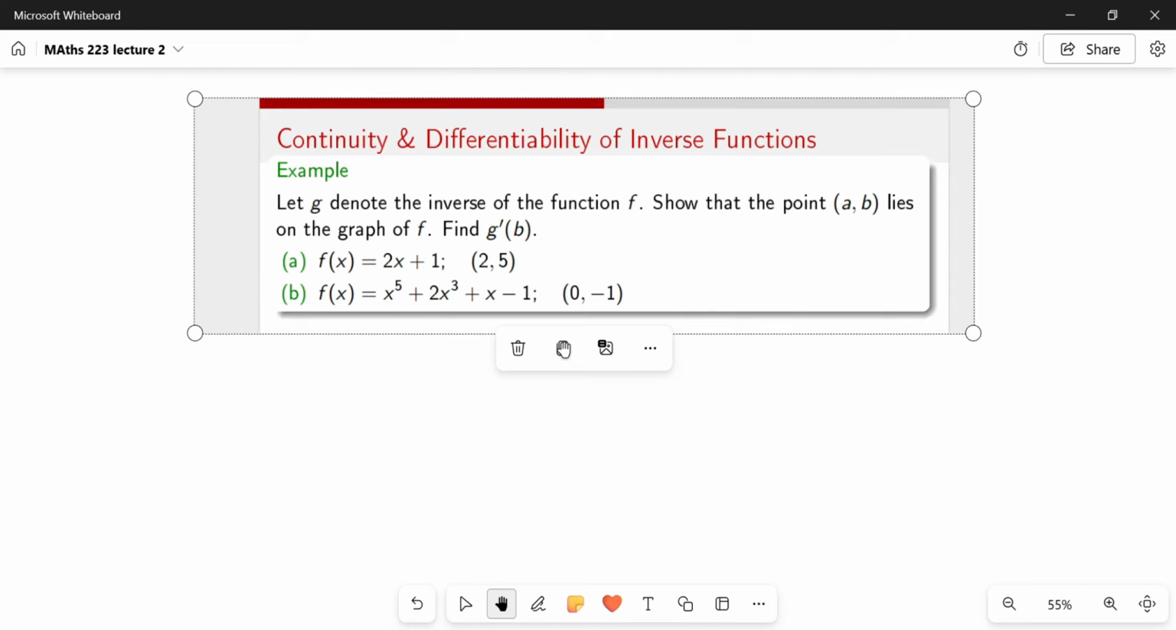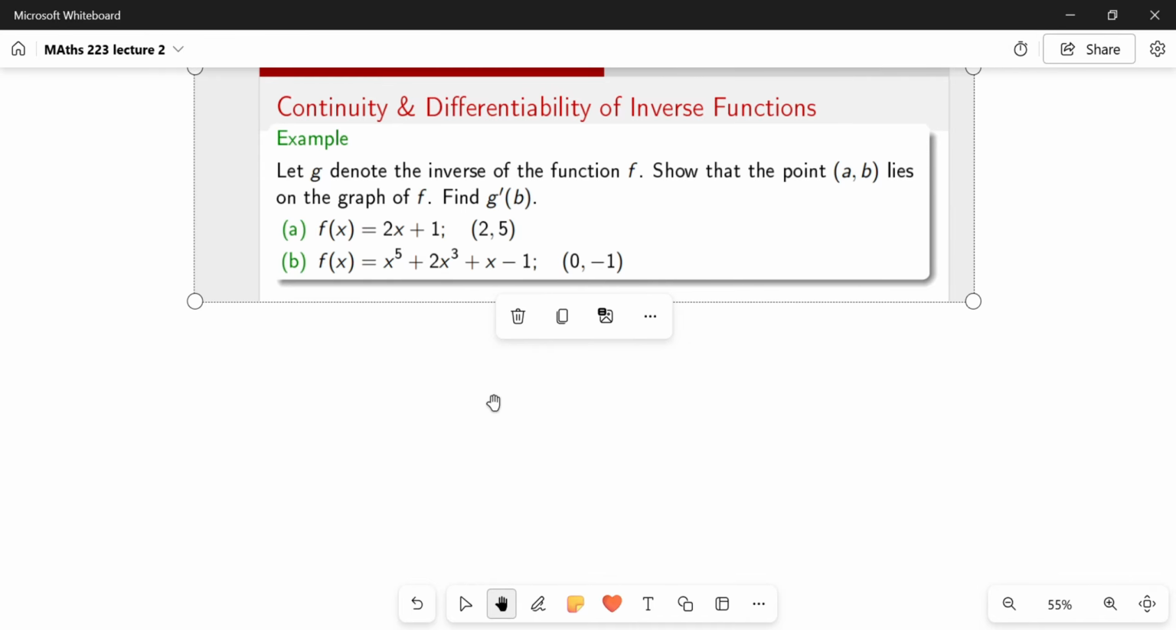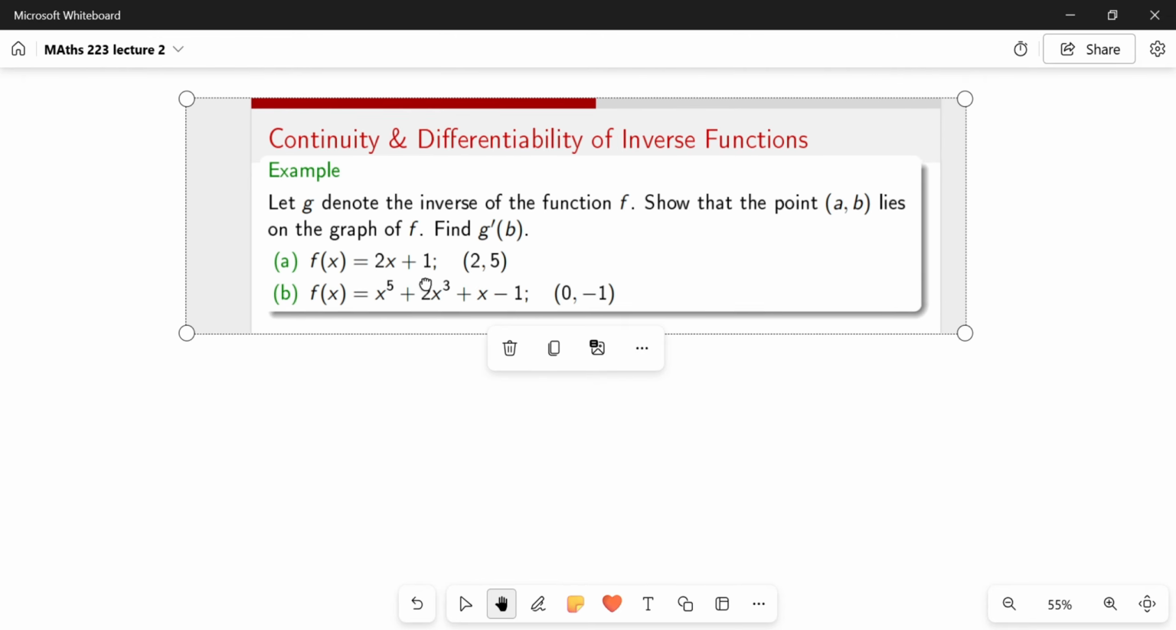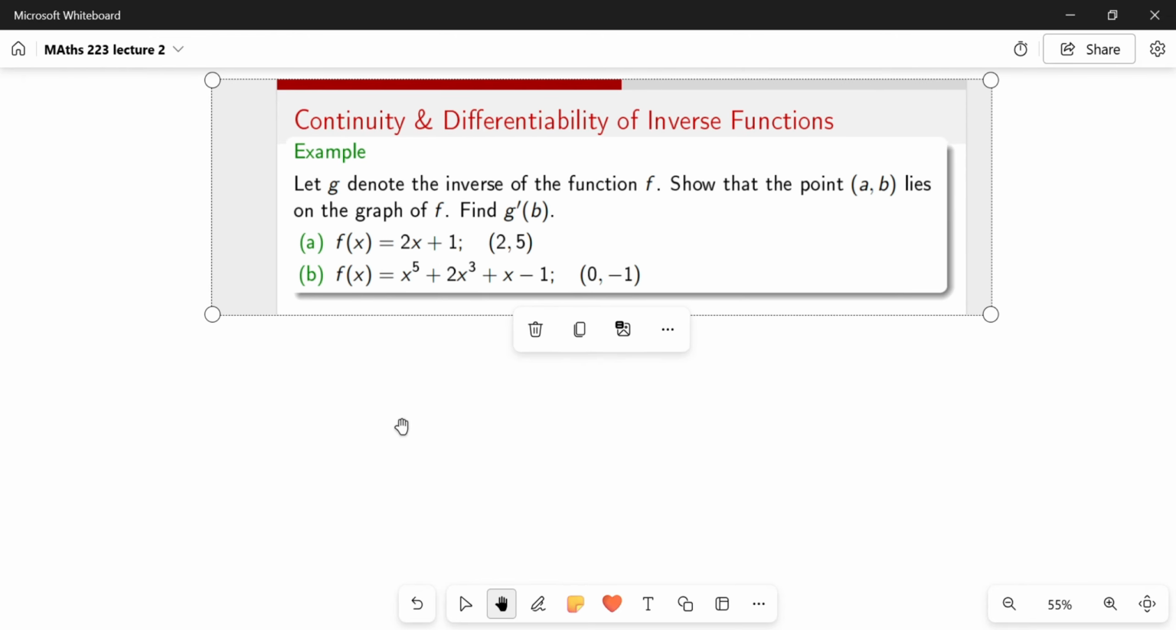And find g prime of b. Now this is a typical 2025 main Calculus 1 exam, and they brought this question. The way this question was framed was very confusing, but it's the same thing. Later we will be looking at the past questions and how the questions were framed.